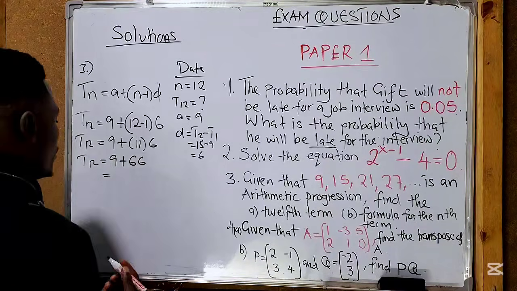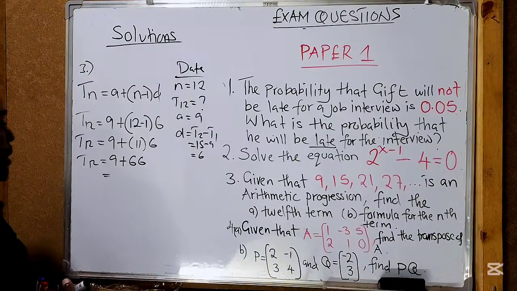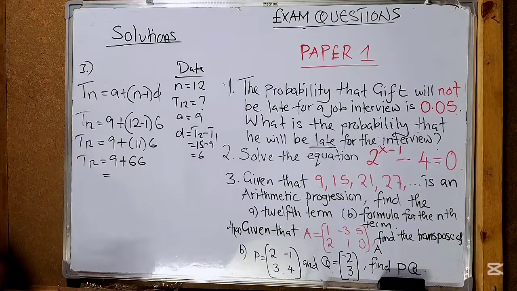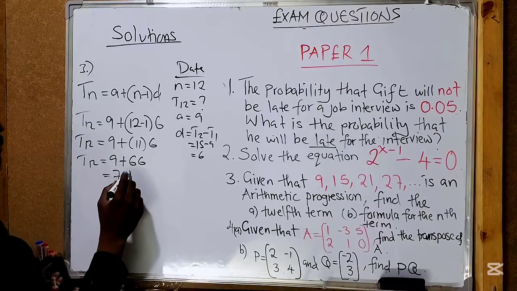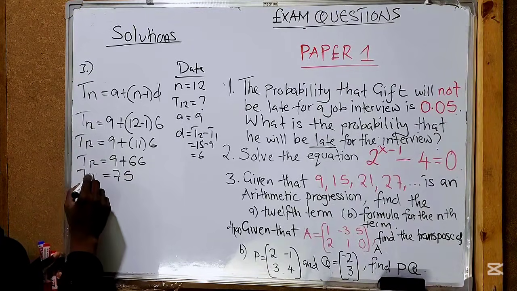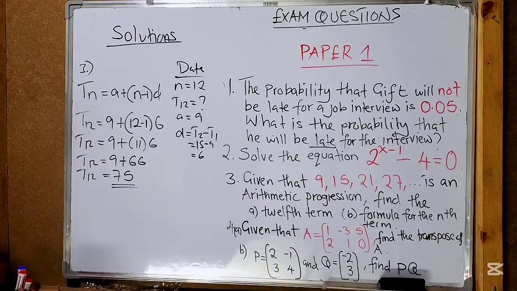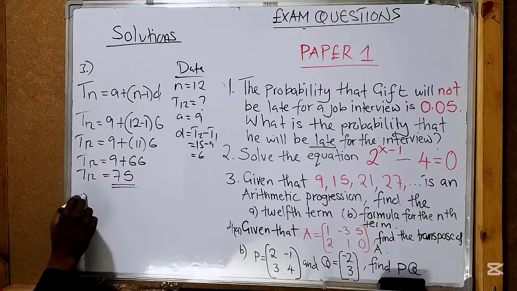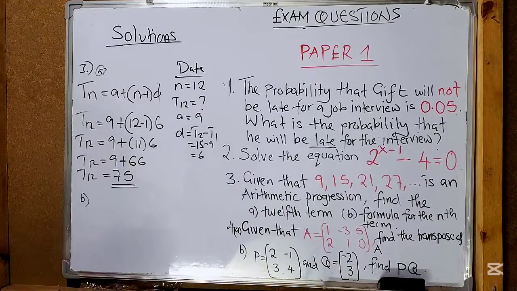All right. Now, let's add these two. When you add these two, we're going to have 75. So T12 is 75. Okay. Let's go to the next question. The next question is saying find the formula for the nth term. This is A. Find the formula for the nth term.